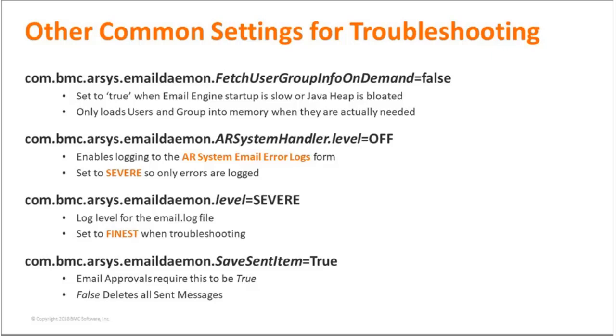So we would set this to true when the email engine startup is slow, or if Java heap is bloated, and if we knew we had a lot of users and groups. What that does is it only loads the users and groups into memory when they're actually needed. So there's no loss of functionality. It's basically a pay me now, pay me later thing. But if you do have slow startup or Java heap bloated, this is a great option to look at. Very, very low risk in my opinion too.